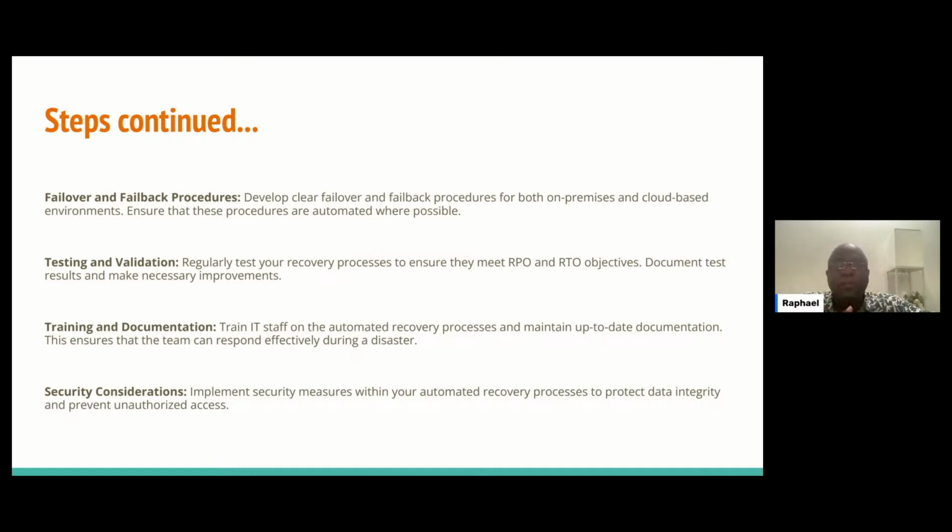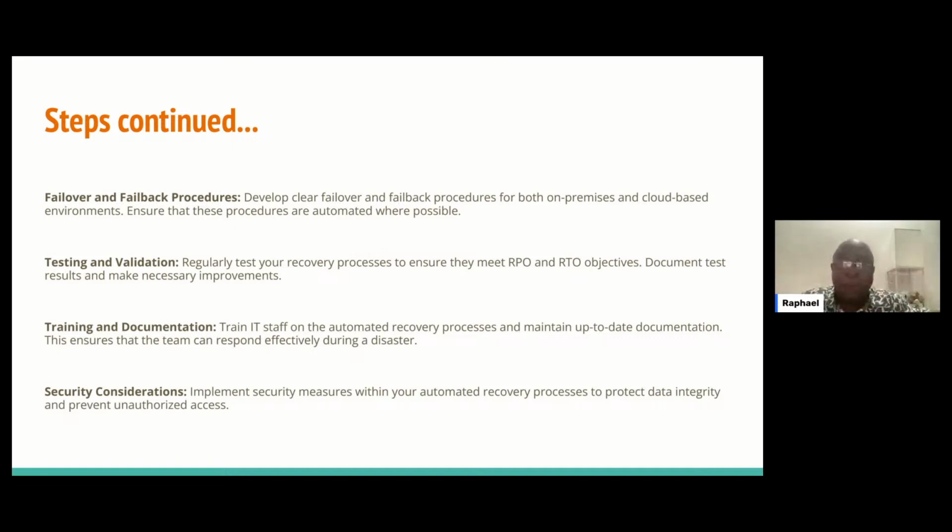Now another step, if you want to do an automated RTO and RPO for your company, you need to make sure that you have failover and failback procedures. You need to develop very clear ones for both your on-premise and your cloud-based environment to ensure that the procedures are as automated as possible. Everything has to be accounted for. Not just that, you need to put in place testing and validation.